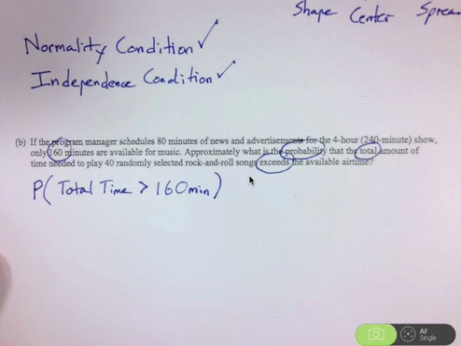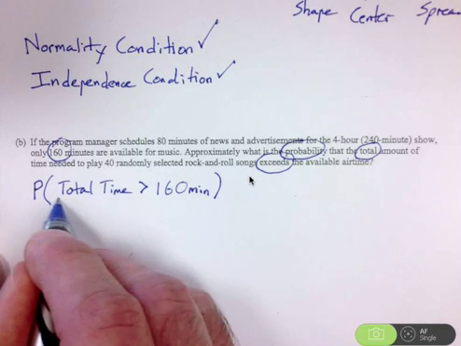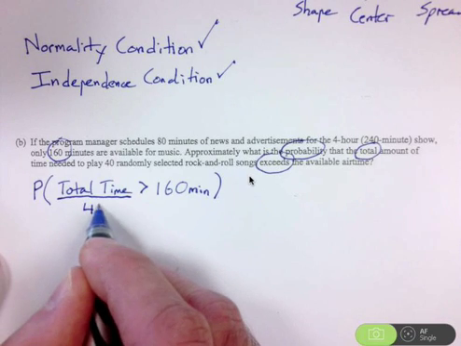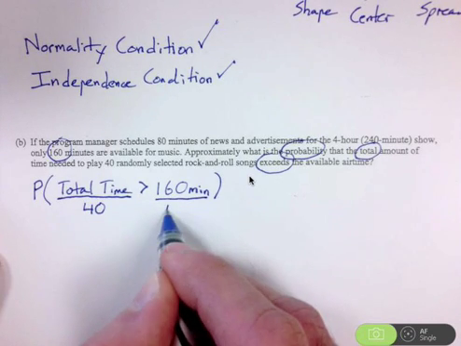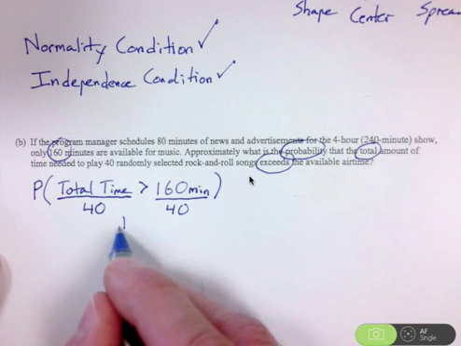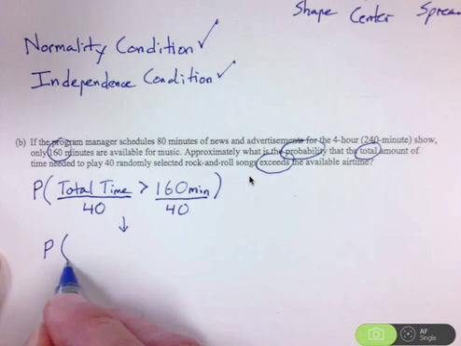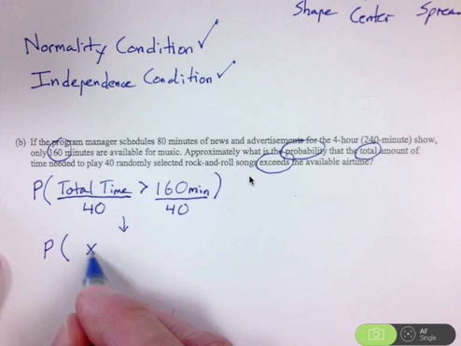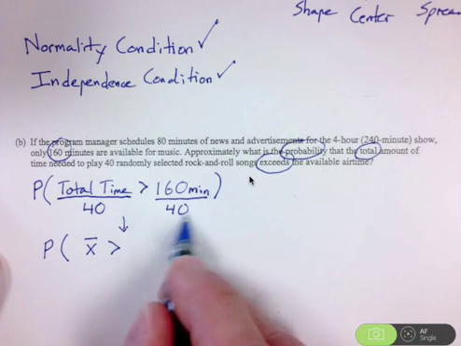Now, I don't know the distribution of total time, but in part A, we've already written about the distribution of the sample means for 40 randomly selected songs. So this is a question that you should convert into a question about a mean. We are looking at a total of 40 songs. If I take my total time and divide by 40, I can turn this into a question about a sample mean. What's the probability that my sample mean exceeds this value?